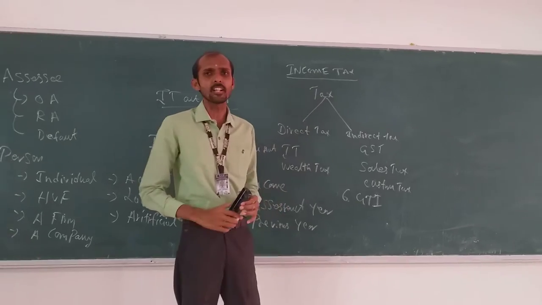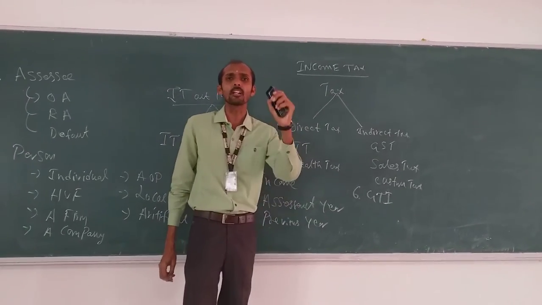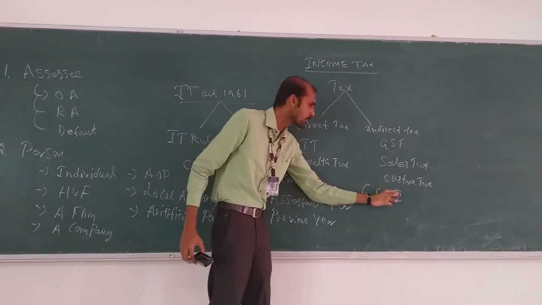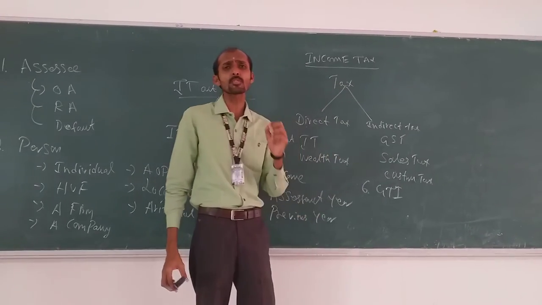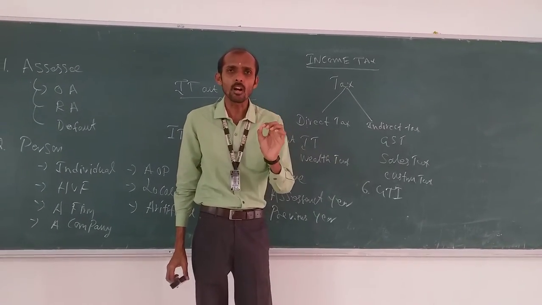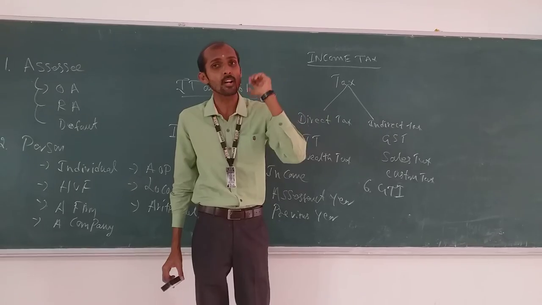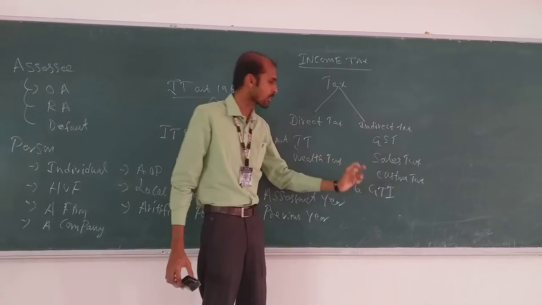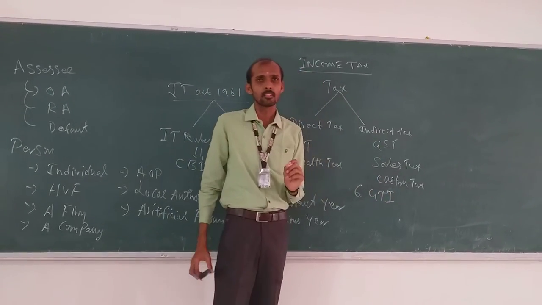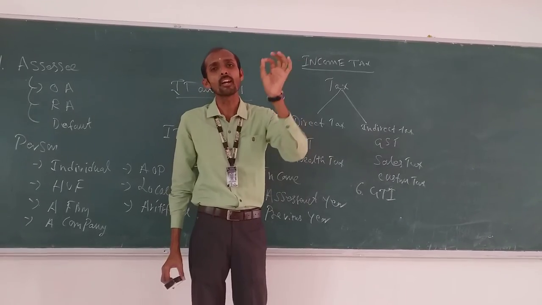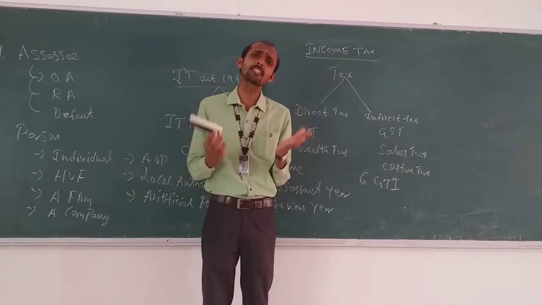GTI. What is GTI? Gross total income. What is gross total income? The total of all the 5 heads of income is called gross total income. What are the 5 heads of income?